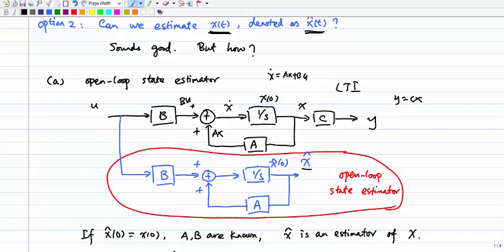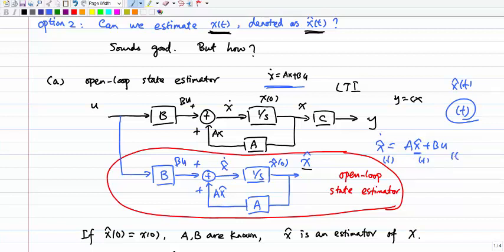Now you can see X hat dot. Let's also use a blue color. This is X hat dot, which is also an integration. X hat dot is BU plus A times X hat. So X hat satisfies X hat dot equals AX hat plus BU, which is the same as the previous one, the system, except I have this X hat. Here I drop the T for simplicity, for both X hat of T and X of T. So you can see this is just a copy of the original. The difference is I change the variable from X to X hat, because I'm trying to figure out X hat.